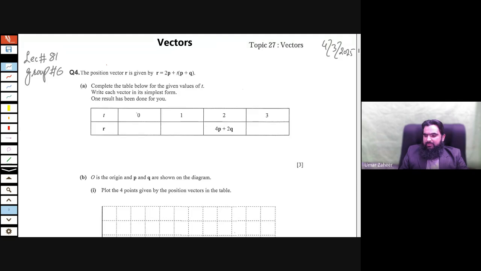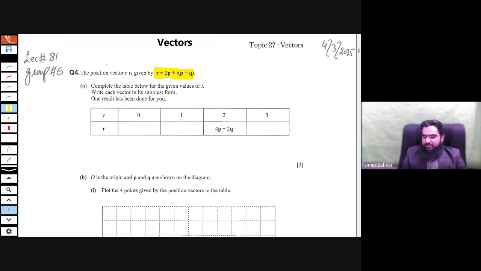r is given by 2p plus t into p plus q. So this statement is given. Complete the table below for the given values of t. Write each vector in its simplest form. One result has been done for you. He substituted 2, so you will get 4p plus 2q.